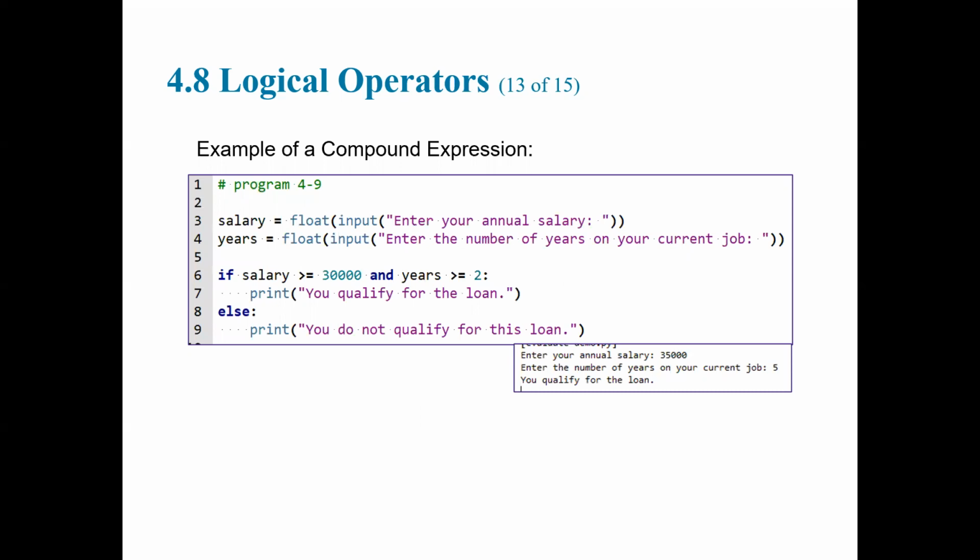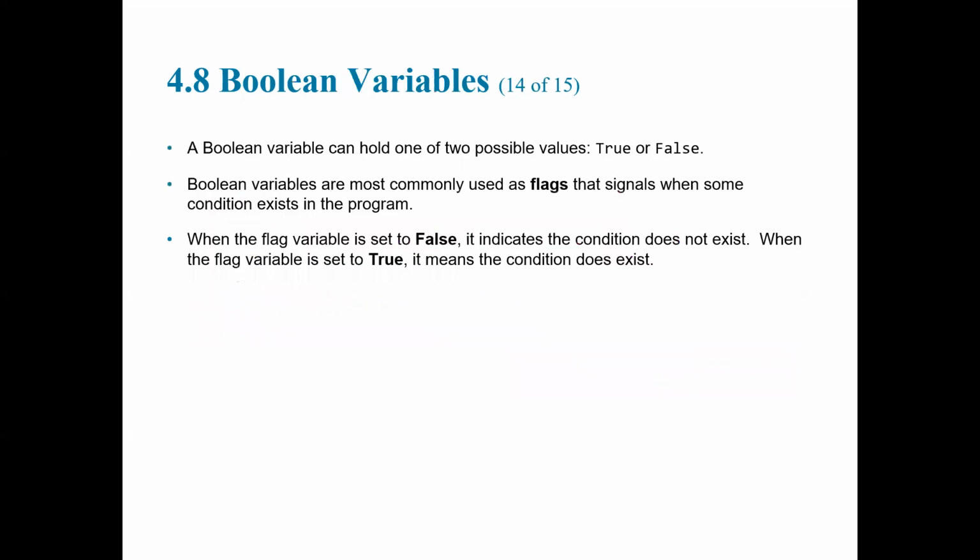So here's some code using the and logical operator. We ask for salary, and we ask for a number of years on the job, and this was very similar to what we did before, but we're using the and operator. You qualify for the loan, else we'll say you do not qualify for the loan, and there's the output down below. So that's an example of and.